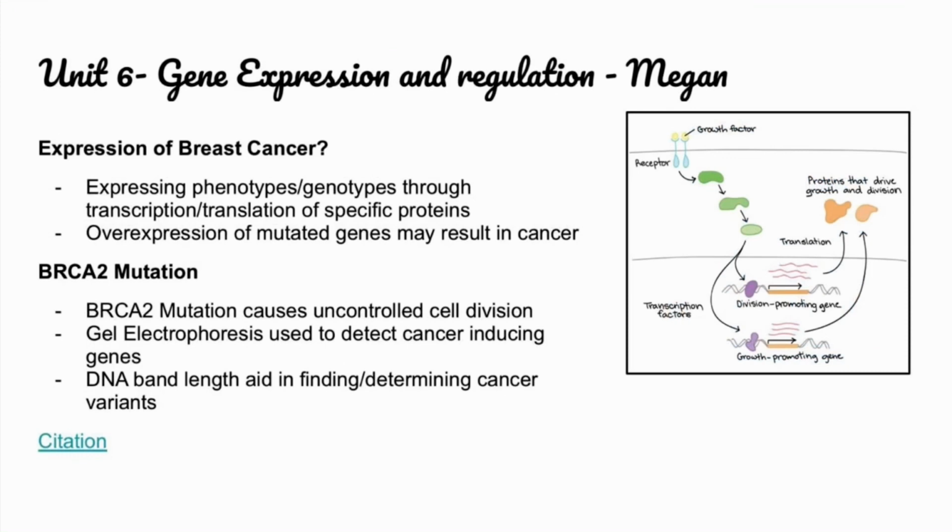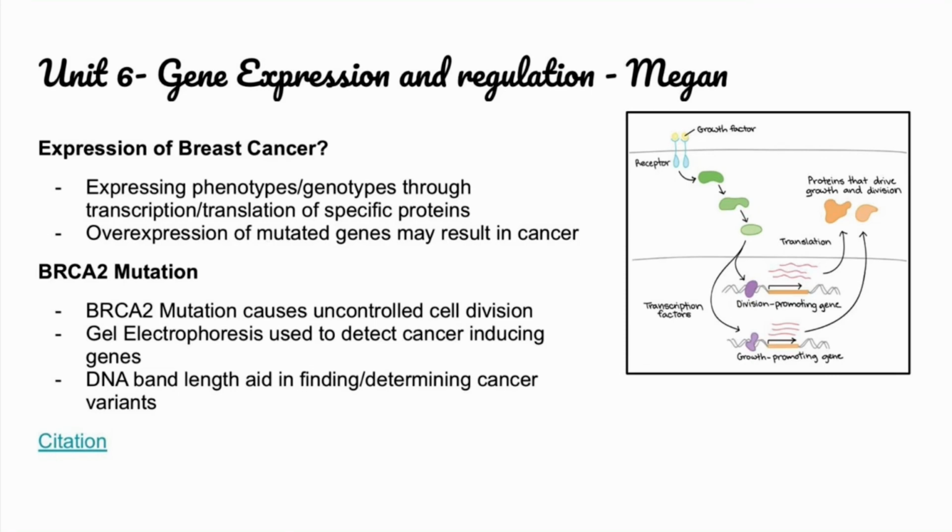Unit 6, Gene Expression and Regulation. In this unit, we learn that genes undergo transcription and translation in order to create a specific protein. This protein will allow the gene to turn on and be expressed in a particular phenotype. This can range from eye color all the way to hair color.